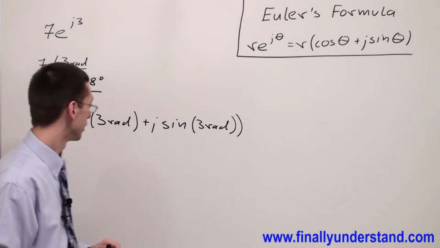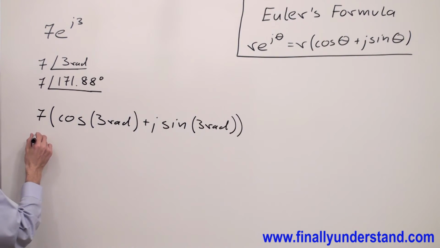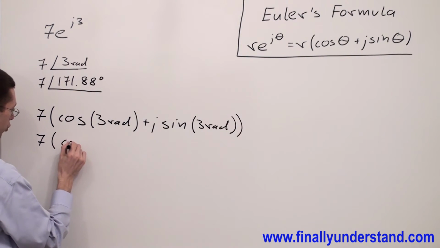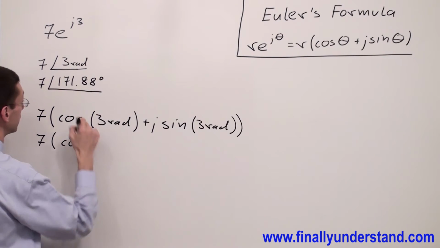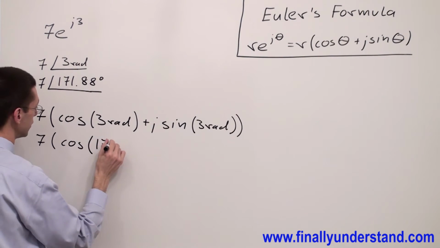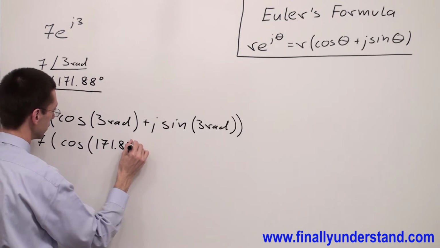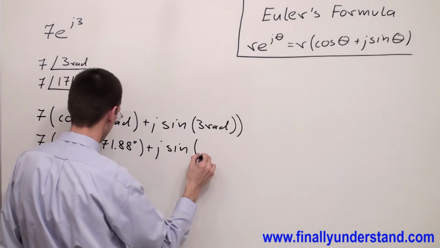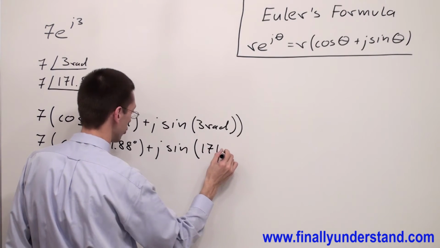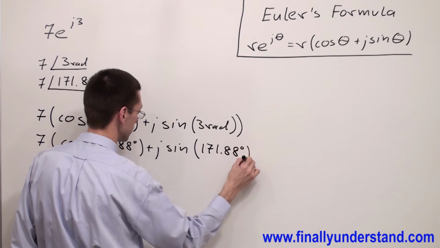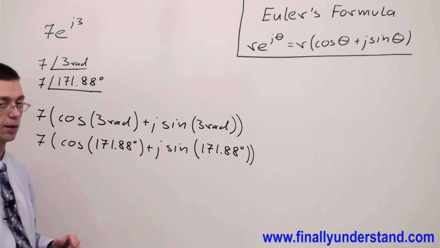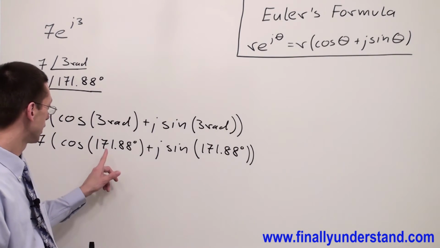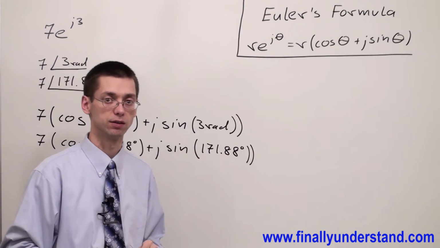If you want trigonometric form with angles expressed in degrees, you simply write 7 cosine of 171.88 degrees plus j sine of 171.88 degrees. And this is the complex number expressed in trigonometric form with angles expressed in degrees.